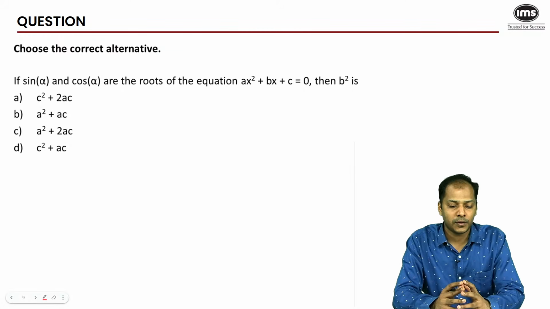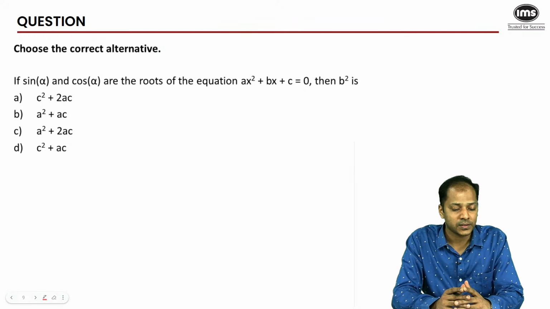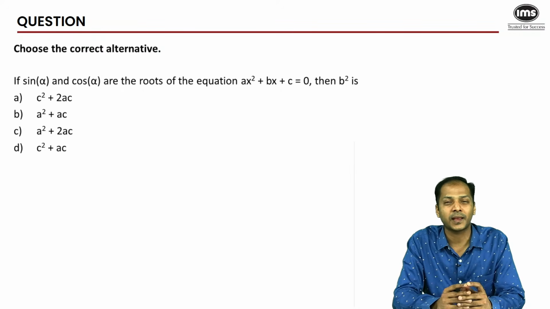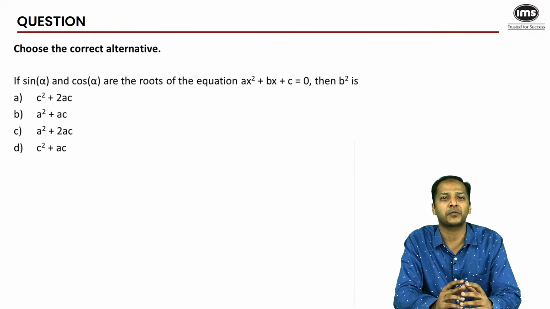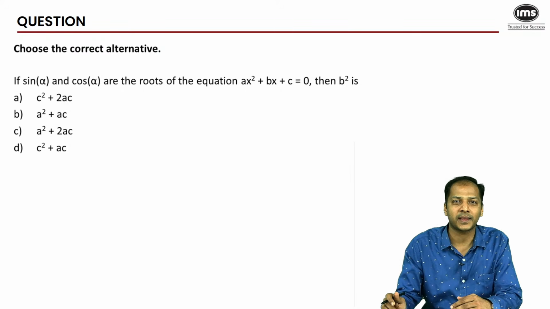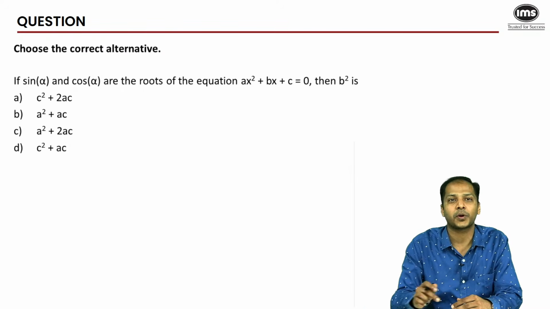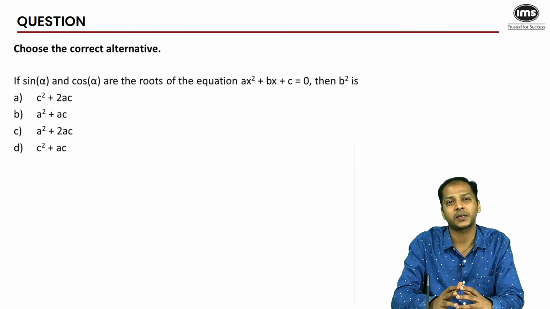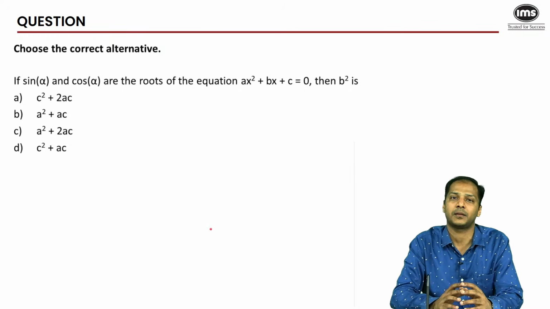All right, moving on. You've been given that sine alpha and cos alpha are roots of the equation, then b square is equal to what? I think this is at the cross section of geometry and algebra. Again, please see if you are able to try this question in a minute or so. Okay, so I've started the timer. See if you are able to answer this question based on properties of quadratic equations and trigonometry.